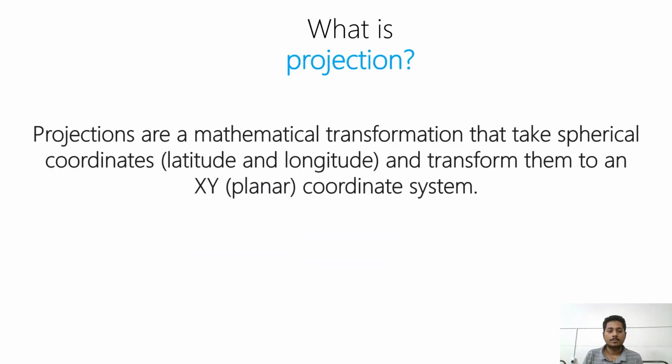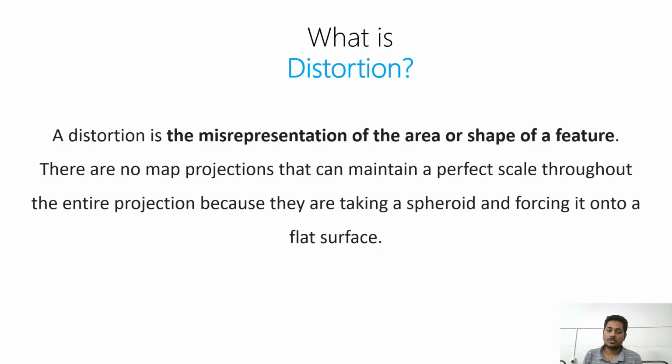What is projection? Projection is a mathematical transformation that takes spherical coordinates, latitude and longitude, and transfers them to an xy planar coordinate system. What is distortion? Distortion is the misrepresentation of the area or shape of a feature. There are no map projections that can maintain a perfect scale throughout the entire projection because they are taking a spheroid and forcing it onto a flat surface.